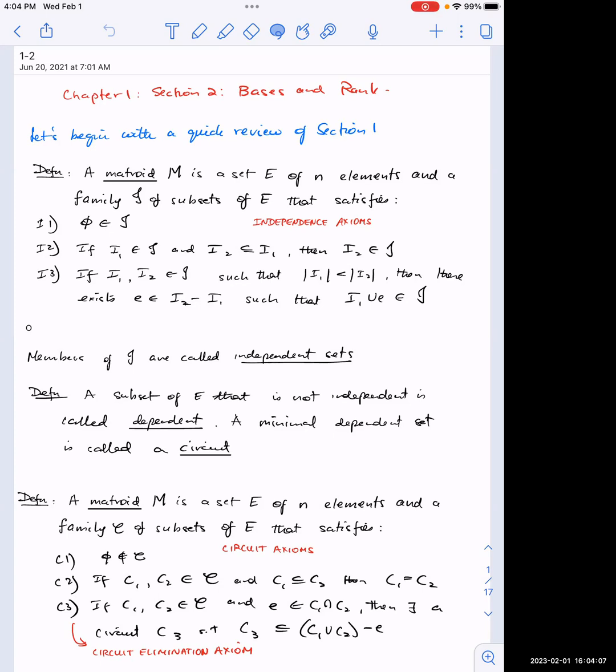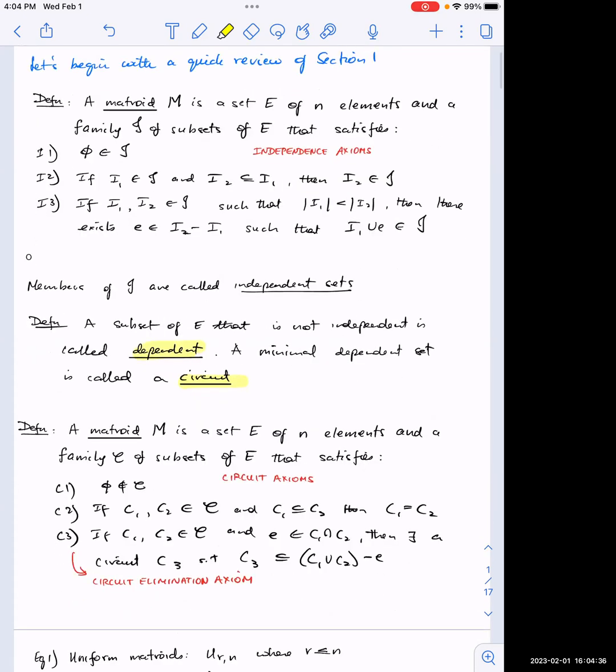So members of I are called independent sets, and a subset of E that is not independent is called dependent. A minimal dependent set is called a circuit. There's a little bit of terminology clash with graph theory because a circuit in a graph is something else. For us, the circuit and the cycle in a graph are the same.